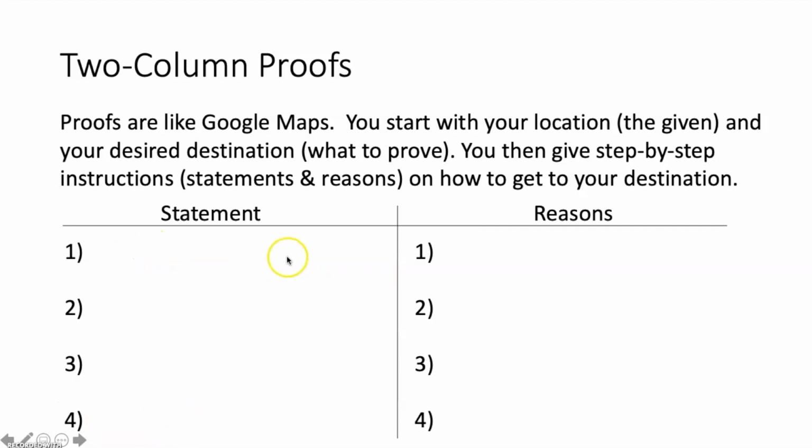So your given is at the top. What you're trying to prove, x equals some number, that's going to be at the bottom. And then the steps that you take to solve that, like subtracting 3 on both sides or dividing both sides by 5, something like that, those are going to be your statements over here. The reason for those statements is what you're going to put over here. So the subtraction property of equality, the division property of equality, stuff like that. So I'll show you how this works.